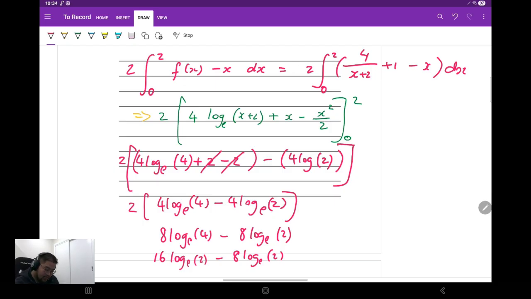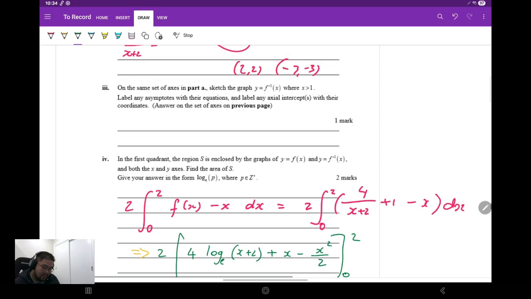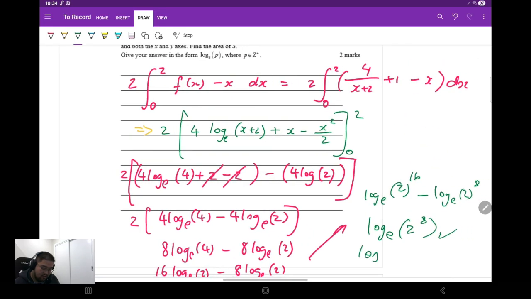So what we're going to do here is convert that to log e 2 to the power of 16, subtract log e 2 to the power of 8. And then from here, we can use the log laws where we divide through. So 2 to the power of 16 divided by 2 to the power of 8 means you subtract the powers. We've got log e 2 to the power of 8 as your answer here, just checking how they want it in the long form. So that means 2 to the power of 8 is log e 256.